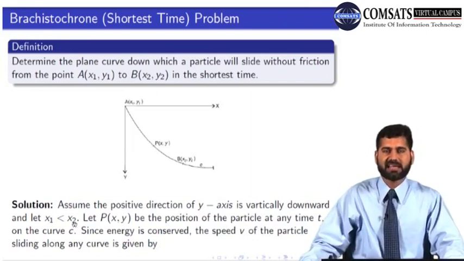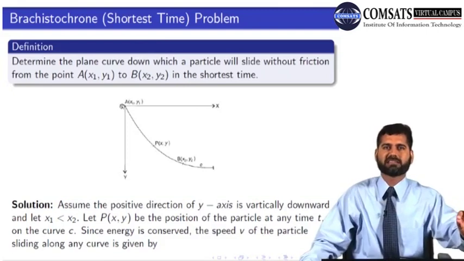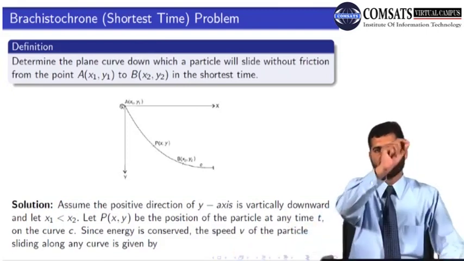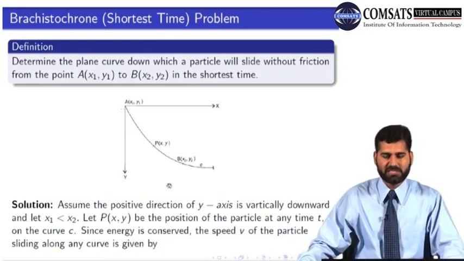And let x1 is less than x2, means again it's for our own convenience that we are saying that A point lies on the left and B on the right. So you are moving like this, all right. Let P(x, y) be the position, any position of the particle at any time t. It can be anywhere along this curve, all right. So let P(x, y) be the position of the particle at any time t on the curve C.